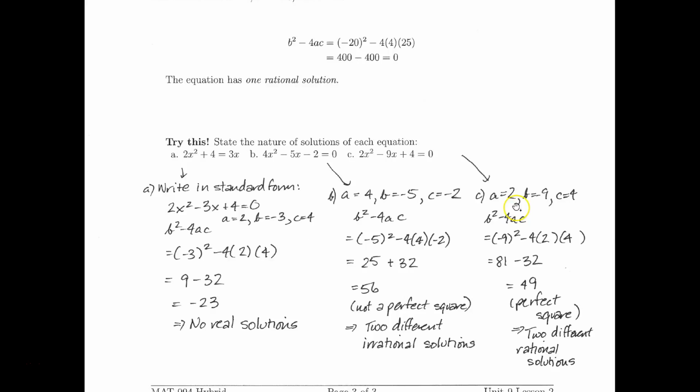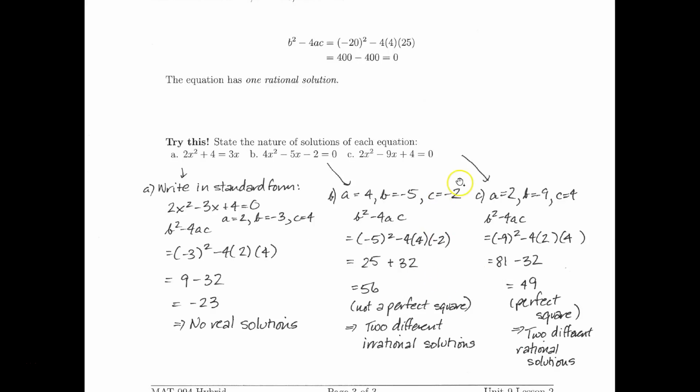And in part C, a is 2, b is negative 9, c is 4. So we'll have negative 9 squared minus 4 times 2 times 4. And we'll have 81 minus 32, which is 49. And 49 is a perfect square, so we'll have 2 different rational solutions for that equation.